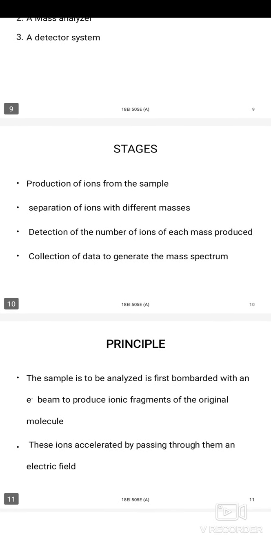We can see the stages in mass spectrophotometer. First of all, production of ions from a sample. Separation of ions with different masses. Detection of the number of ions of each mass produced. Collection of data to generate the mass spectrum.